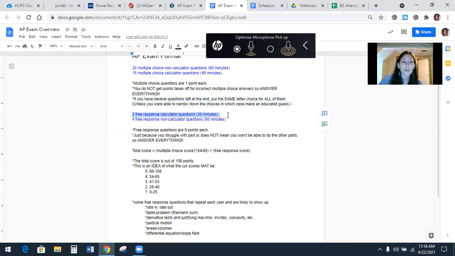Then you're going to have 2 free response that you would need a calculator for, 30 minutes, and 4 free response that are non-calculator, 60 minutes. So that's 15 minutes per free response question. Free response are 9 points each. And just because you struggle with part A doesn't mean you may not be able to do the other parts. Sometimes part A and B is the hardest part, and then C and D is easier. So please don't give up on the whole question if you read part A or B and that part's tough. You might still be able to do the rest of it. You want to try to answer everything.